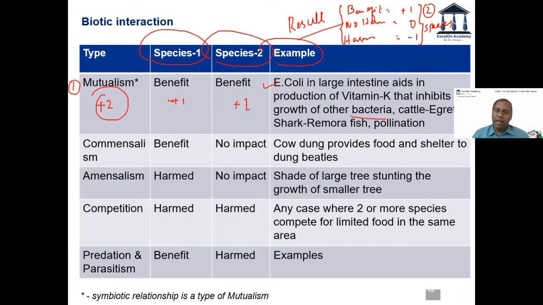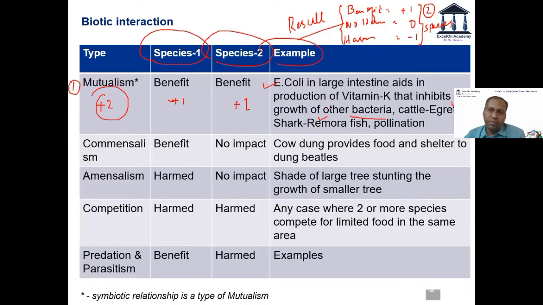Cattle and egret. Have you heard of this? You must have seen a bird on top of a cattle. How does the cattle get an advantage? The egret many times eats ticks. Ticks are small insects on the cattle's skin and hair. So the egret fills its stomach, and the cattle gets rid of parasites which could otherwise be sucking its blood. So it's a win-win situation here.